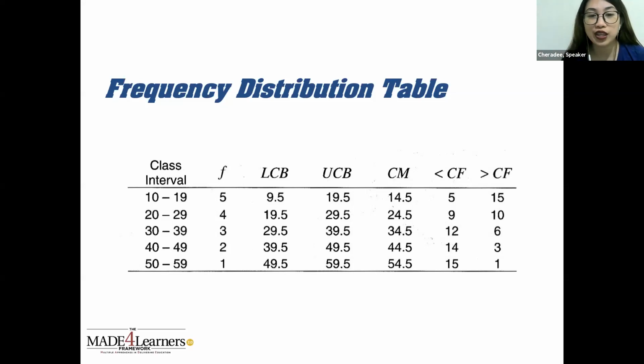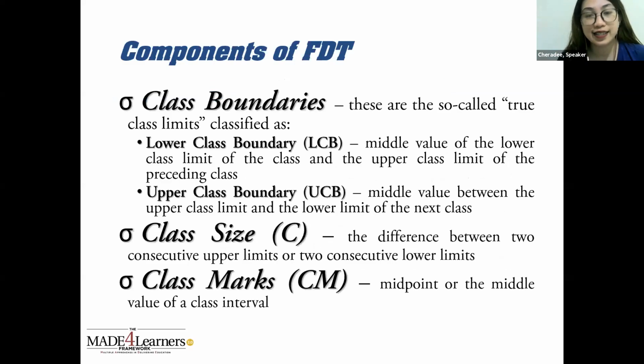So to easy do that, subtract ra nimo. 30 minus 20, 10. 39 minus 29, 10. Or if you want, 30, 31, 32, 33, 34, 35, 36, 37, 38, 39. So 10 gihapon. Okay? So that's class size.